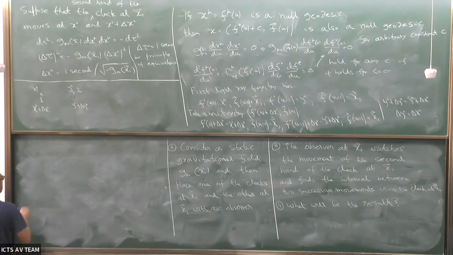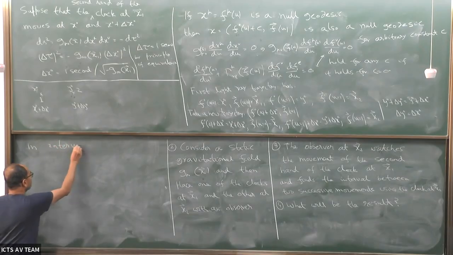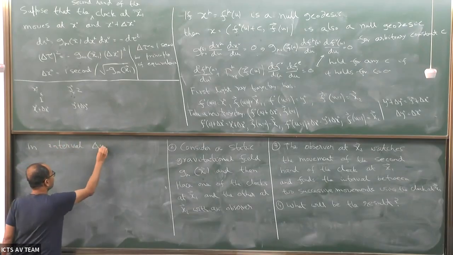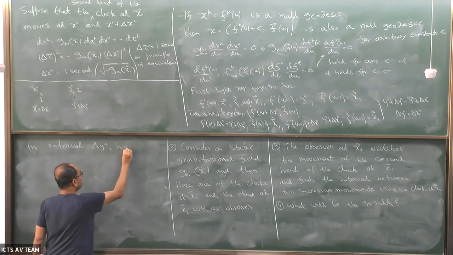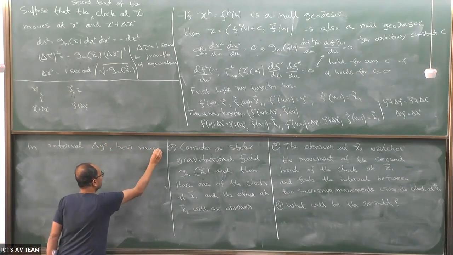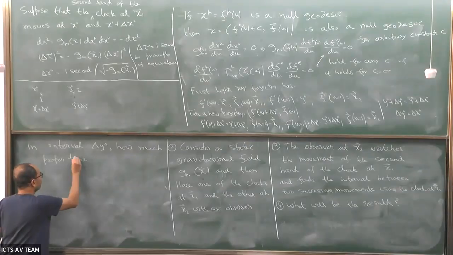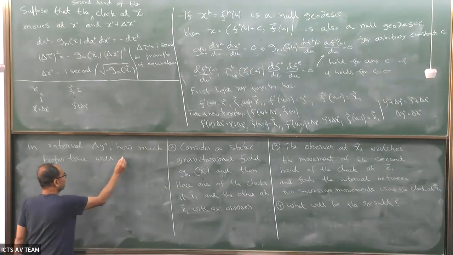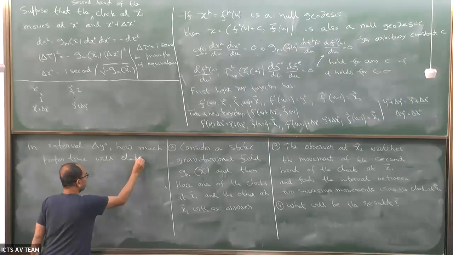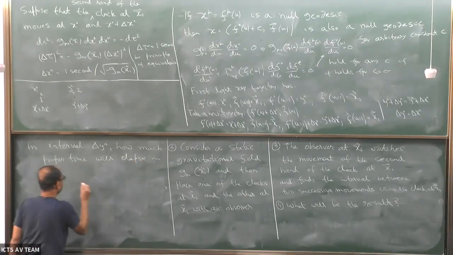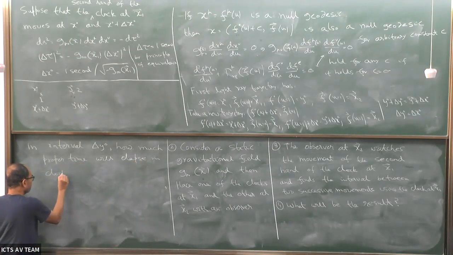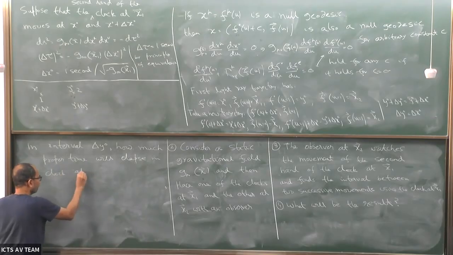So in the interval delta x naught, how much proper time will elapse in clock 2, the clock at x2?